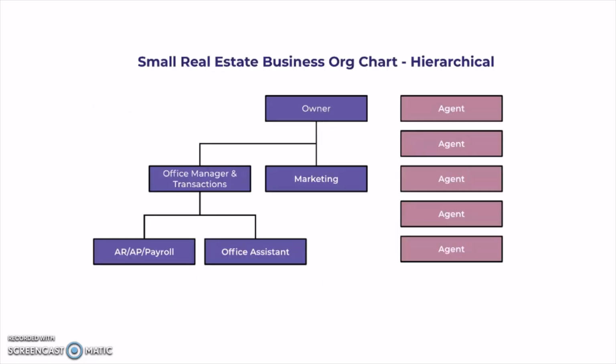So an example of an organogram or organizational chart for a small real estate business is what is on display. Here you find the owner or the CEO, and then you have the marketing department, and you have the office of the manager, transaction. So in case this person is not around, there is a person who is going to manage, and the manager is responsible for the office assistant and someone who is managing the payroll of the business.